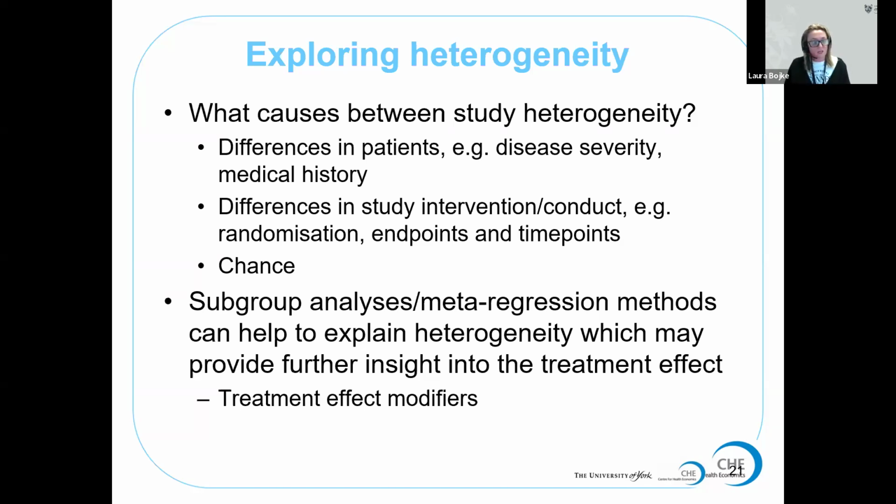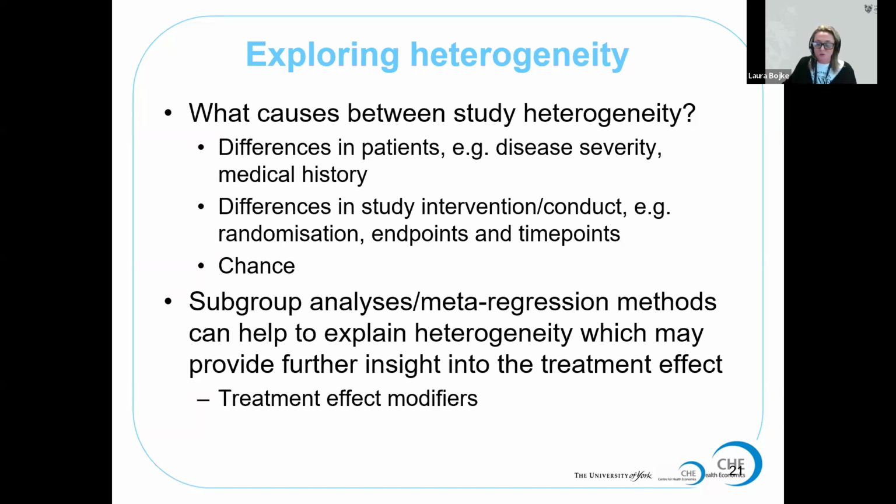If we want to go one step further in terms of exploring heterogeneity, there are alternatives. We can look at subgroup analyses. For example, it may be analyses based on disease severity of patients, or based on particular timing of endpoints, or we can use a technique called meta-regression, which can help us to understand heterogeneity a little bit more, but also reflect that quantitatively.